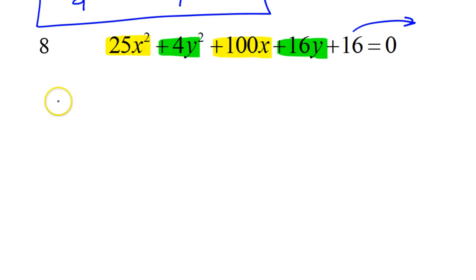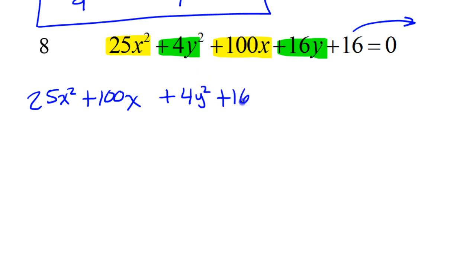So grouping the x terms together, I'm going to have 25x squared plus 100x. Now grouping the y terms together, I will have plus 4y squared plus 16y. Moving the 16 to the other side by subtraction, I will have equals negative 16.